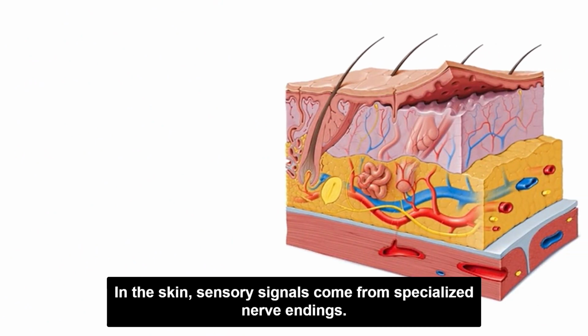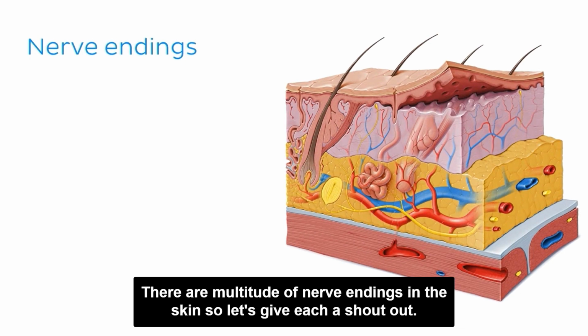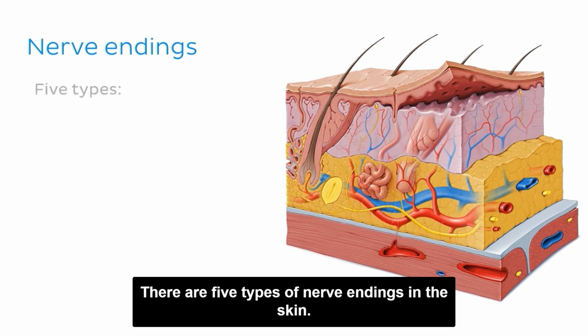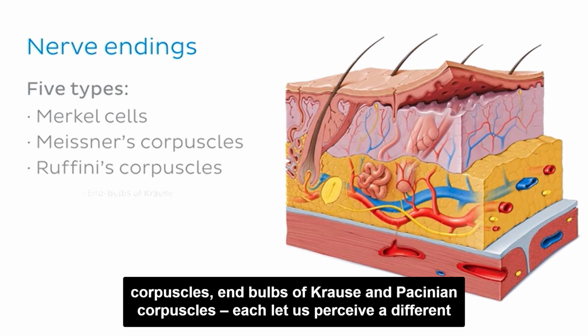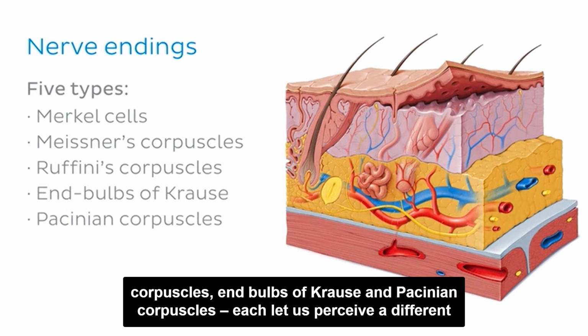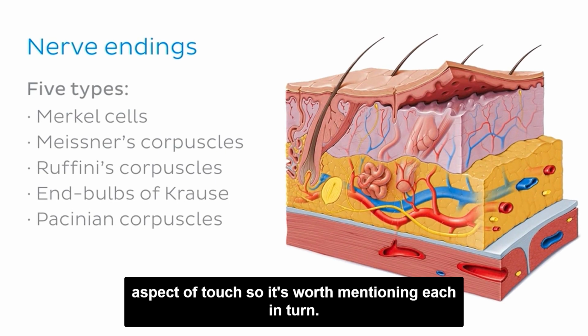We mentioned that peripheral nerves carry sensations. In the skin, sensory signals come from specialized nerve endings. There are a multitude of nerve endings in the skin, so let's give each a shout out. There are 5 types of nerve endings in skin. Going from superficial to deep, these are Merkel cells, Meissner's corpuscles, Ruffini's corpuscles, end bulbs of Krause, and Pacinian corpuscles. Each lets us perceive a different aspect of touch, so it's worth mentioning each in turn.